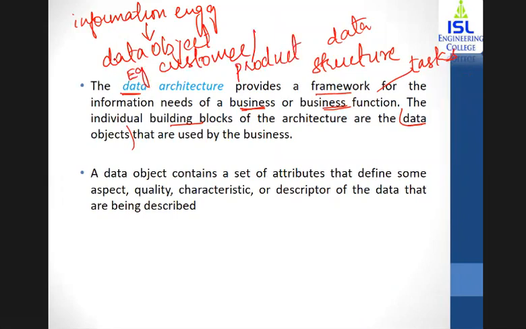Now why are these data objects used? These data objects are used by the business. That is, whenever you're designing a particular software, that software is called the product, and this product is consumed by the customer. Now this data object is going to have different attributes, and these attributes can be defined as qualities, characteristics, or different descriptors. Now we'll see an example for a data object.